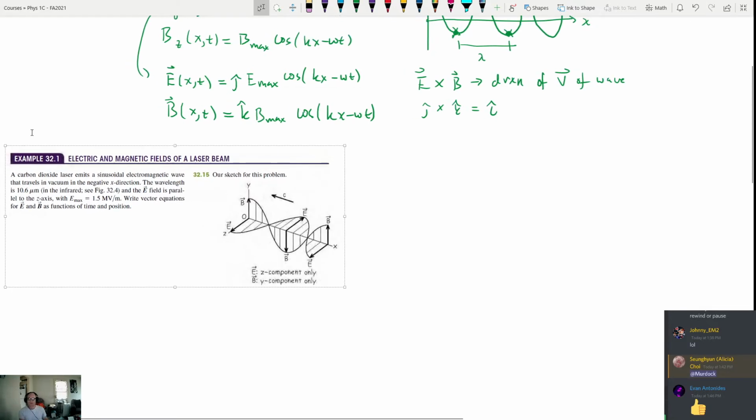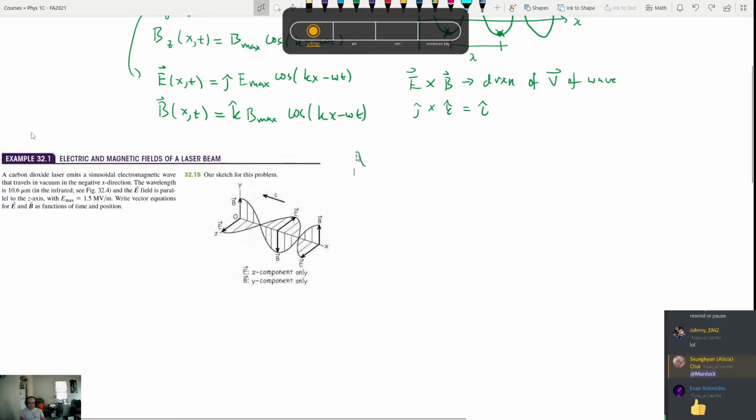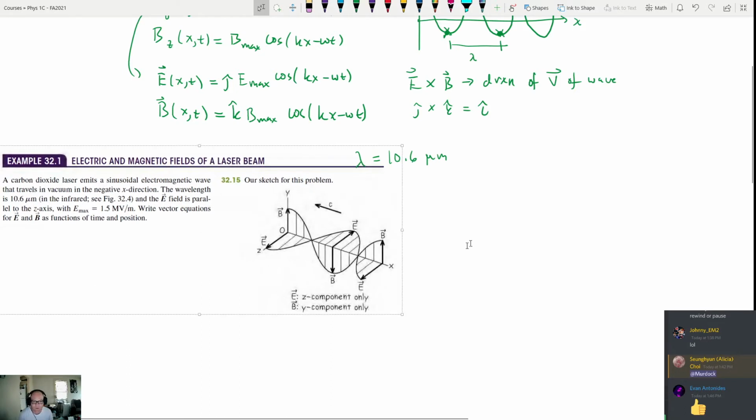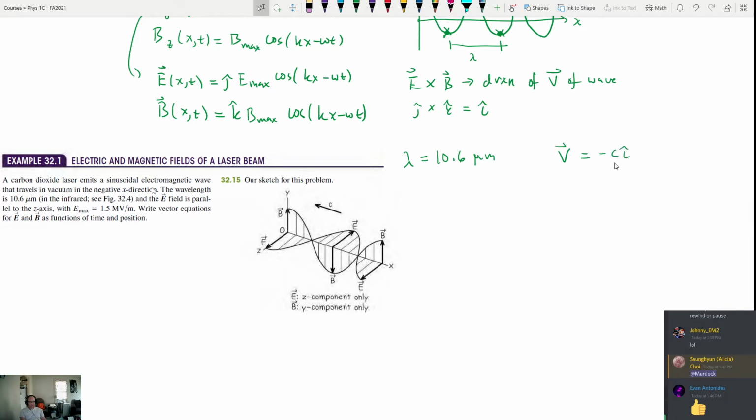The wavelength is 10.6 micrometers. So wavelength lambda is 10.6 micrometers. I could probably make this bigger, this is probably hard to read. Okay. It travels in the negative x direction, so we know that the velocity is equal to negative c i hat, because c is the speed of light.